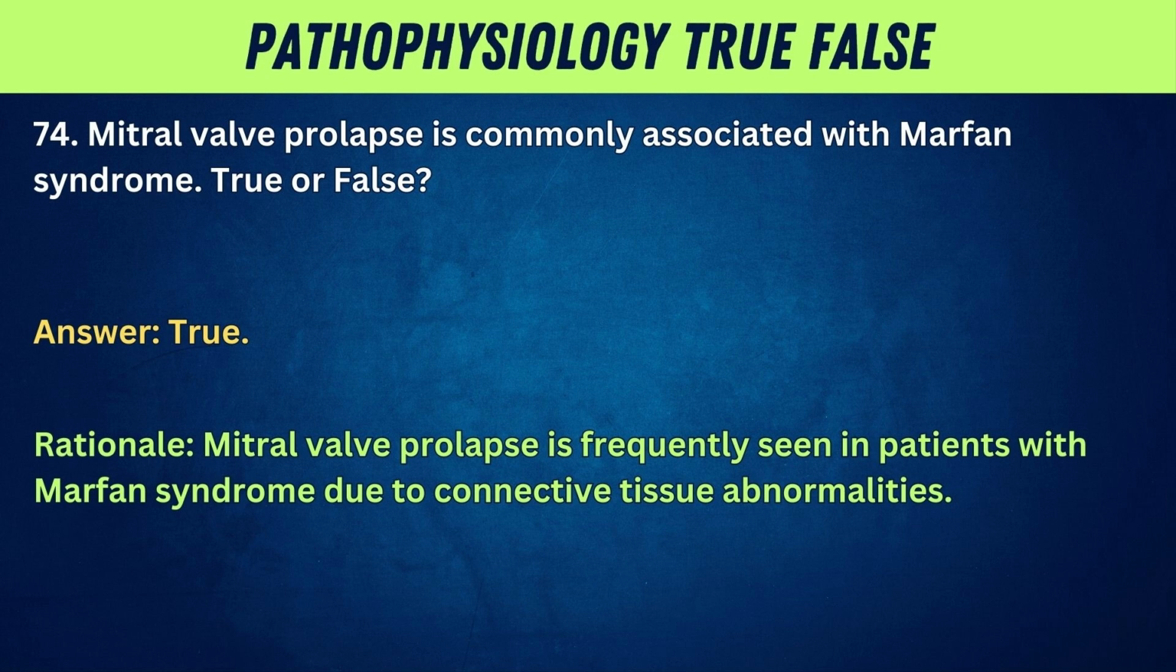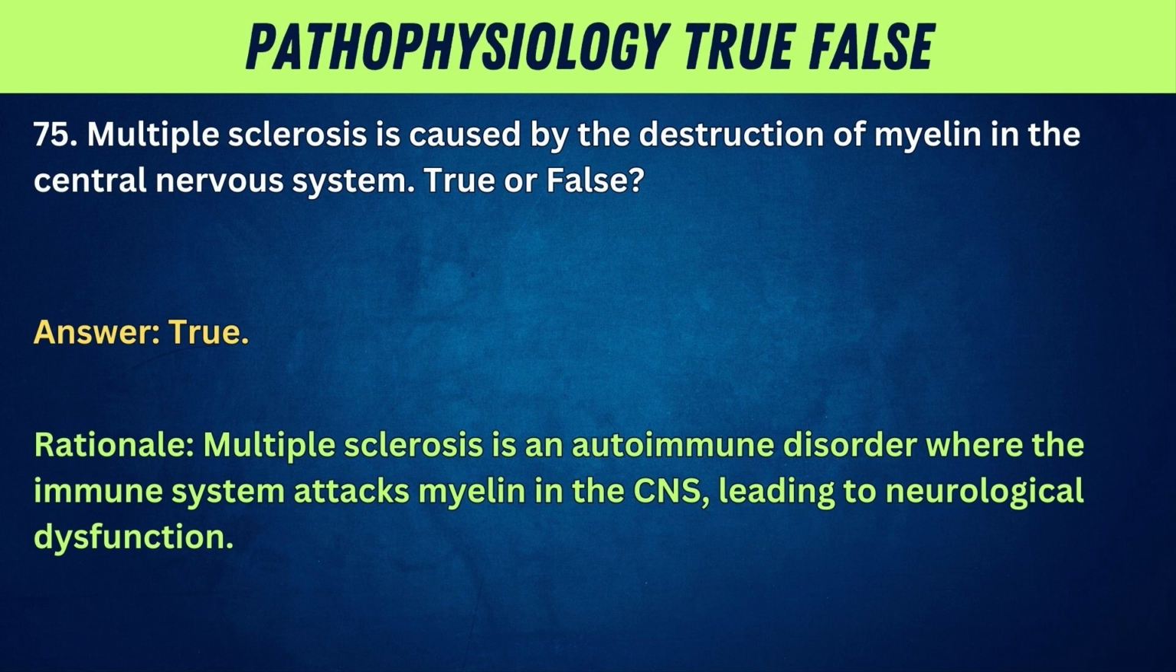True or false? Answer: true. Rationale: mitral valve prolapse is frequently seen in patients with Marfan syndrome due to connective tissue abnormalities. 75. Multiple sclerosis is caused by the destruction of myelin in the central nervous system.